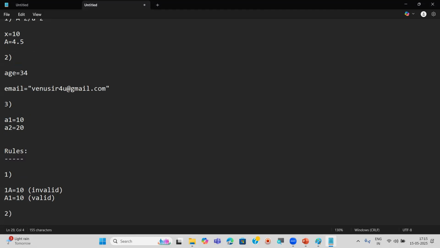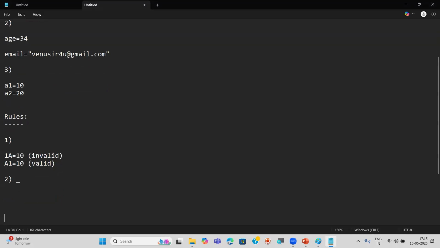Second rule is the variable name should not contain special characters except underscore. You can use underscore. For example, I want to use a variable name like this: first underscore name equal to Venu. Like that, you can use underscore. Next, third rule: don't use any other symbols except underscore. Don't use dollar or hash or something. Only underscore is valid.